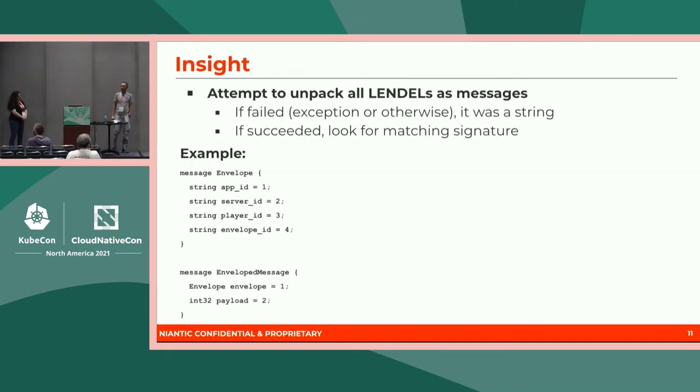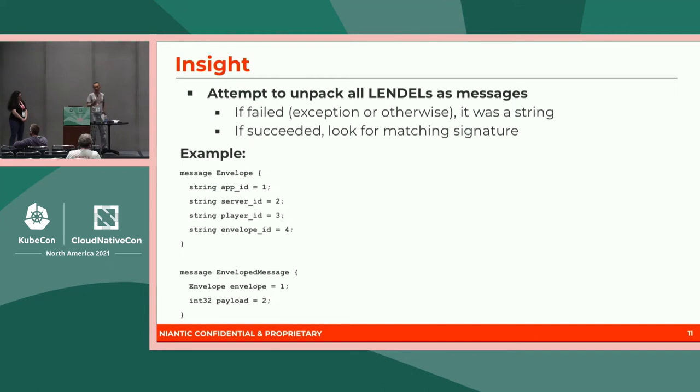So our insight is, when you see one of these length delimited fields, you can try to unpack it, treat it like a message. And if you fail, then it was a string. If you succeeded, then you can peek inside and say, let me take a look at what's inside. And in this example that's on the screen, we have an envelope that contains 4 strings. And as an exercise, this last string, envelope ID, is used to inject a unique string that lets you say, this particular thing is one of these envelopes that can be used for routing.